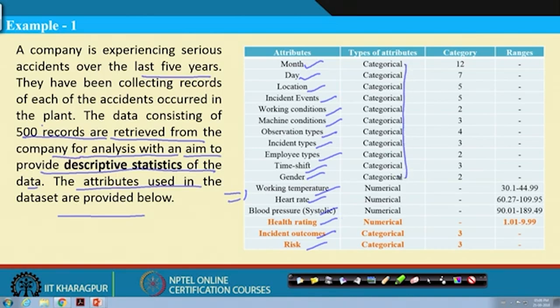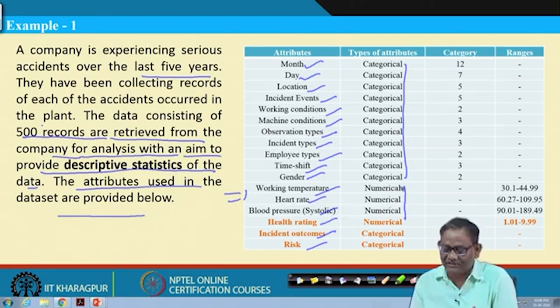Categorical means they are basically just giving you some kind of identity, like day has 7 days, Sunday, Monday, Tuesday to Saturday. So Sunday and Monday give you the identity of the day only, nothing more, nothing less. Okay. Similarly, location tells you which location, whether it is in the plant, on the road, in the shop floor, or within the shop floor, whether in section 1, section 2, section 3, like this. So in that sense, they are all categorical in nature. Now, temperature is numerical, heart rate is also numerical, blood pressure numerical.